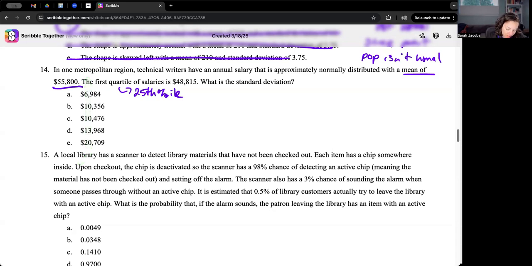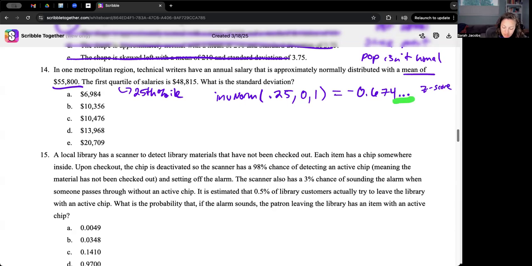Let's do the math. So we're going to say inverse norm, and we want the 25th percentile. Again, if you have a newer calculator, make sure you're picking left tail. Because we don't know both the mean and standard deviation, we have to default to 0 and 1. And this is going to equal a z-score. So we're going to say inverse norm, area is 0.25, mean, standard deviation 0 and 1 respectively. And we get negative 0.67. And this is our z-score.